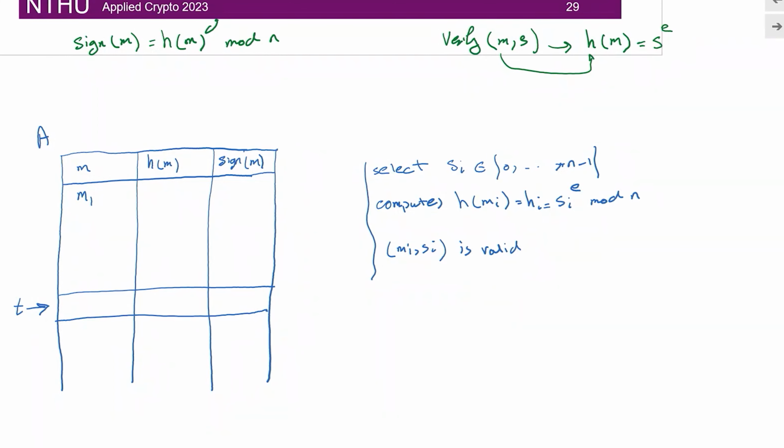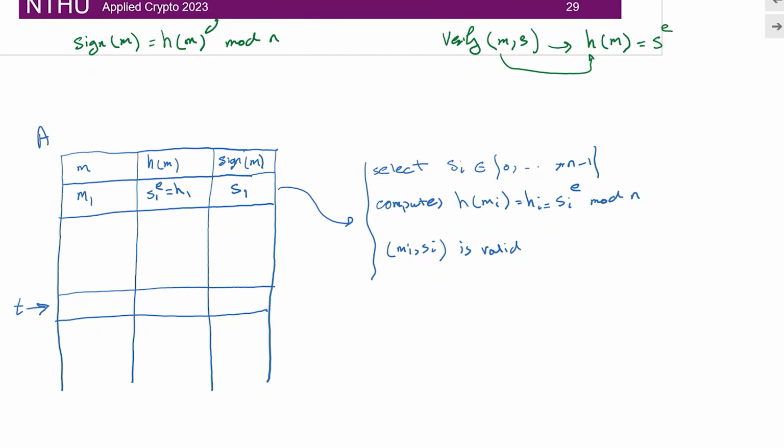So H1 over here, we're going to fill this out. We are saying that it is going to be S1 to the power E, which is going to be H1, right? And then the signature is just S1, right? So what happens if we provide this information to the forger? The forger would go ahead and ask for the signature for this message and the hash of this message.